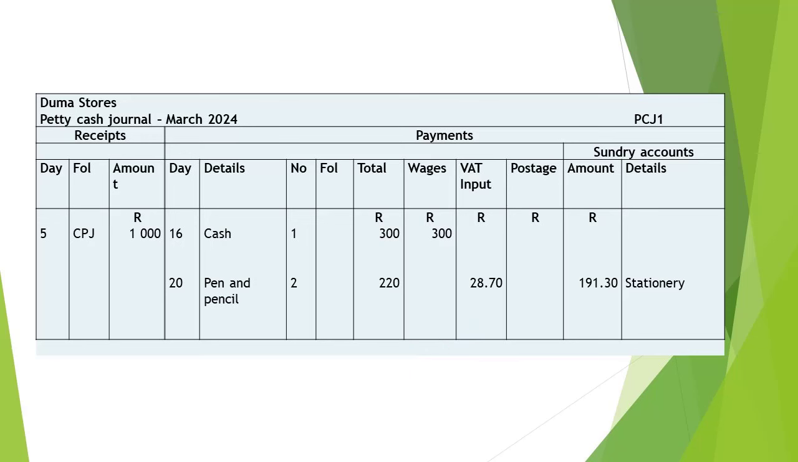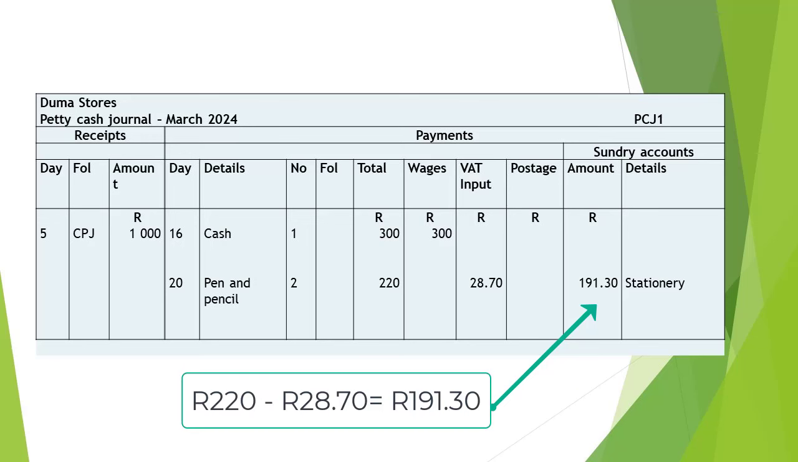Now, since we do not have a stationery column, we will write the stationery under sundry accounts. So in the details, you will see stationery, which is the account affected by this transaction, and we will have an amount exclusive of VAT written into it for the expense, which is R191.30. This was calculated by saying R220 minus R28.70.